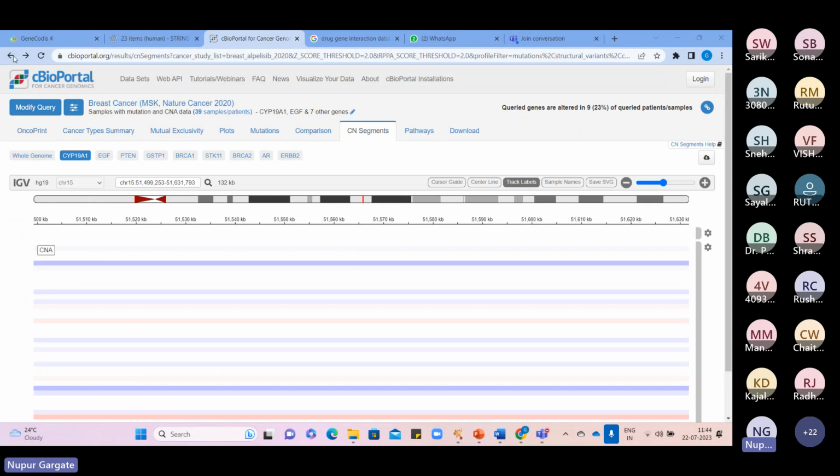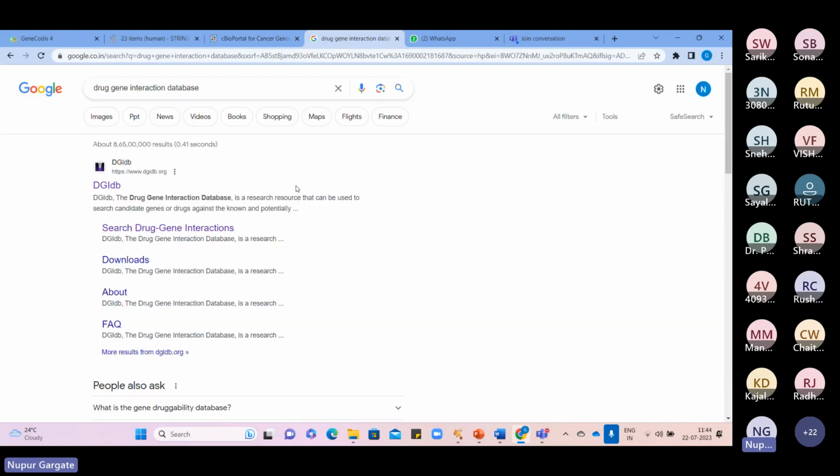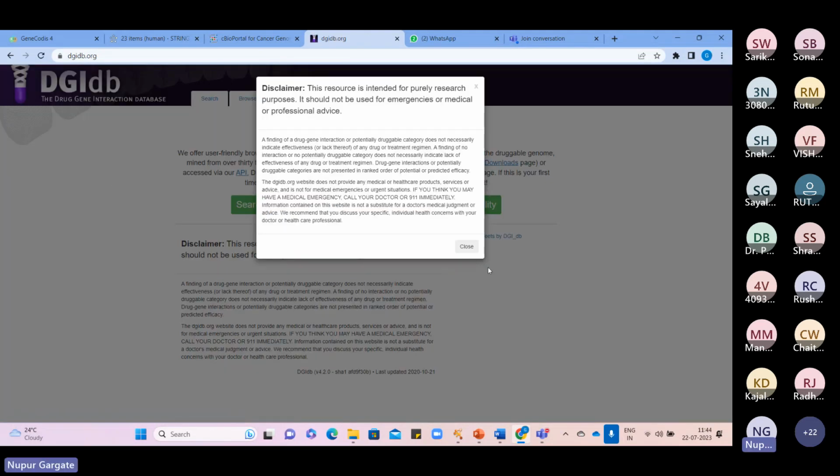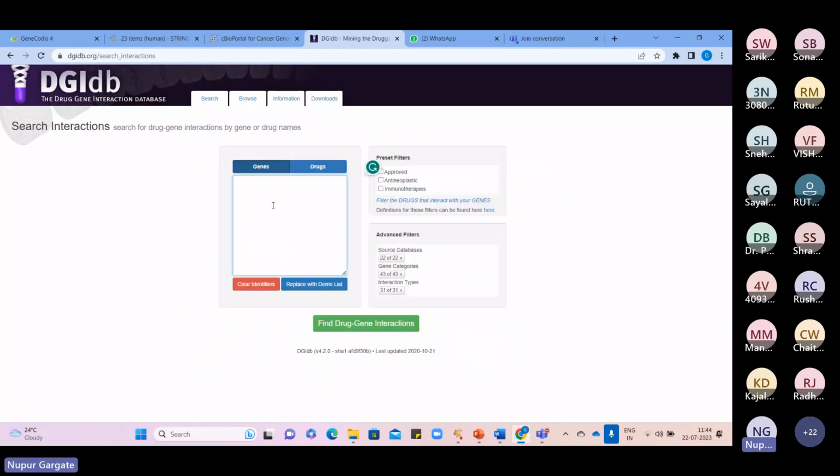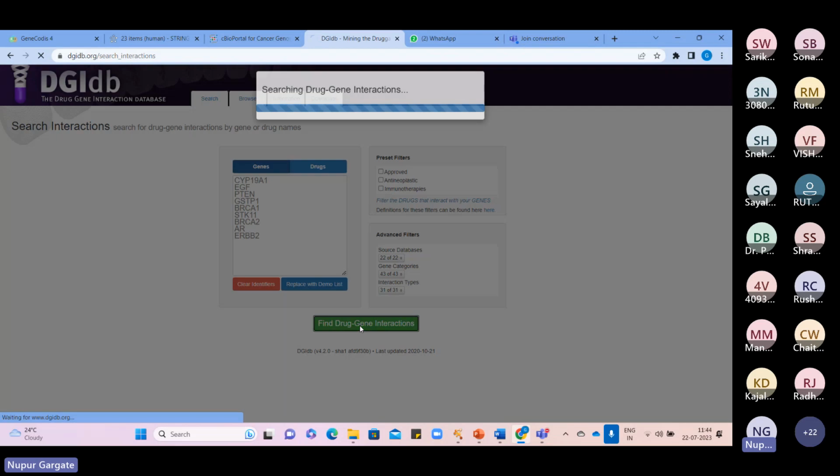Again, now for analyzing the genes, we also use the drug gene interaction database. Here in the drug gene interaction database, again we have to enter the genes. We will click on search drug gene interactions. Again, here also I will paste those 9 genes which are obtained and click on find drug gene interactions.